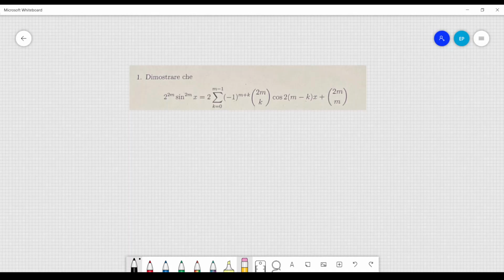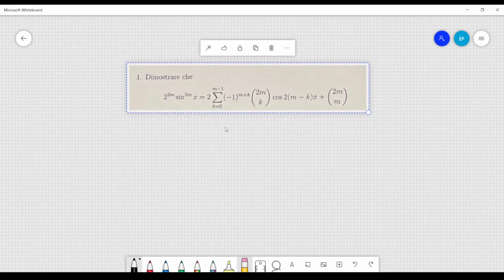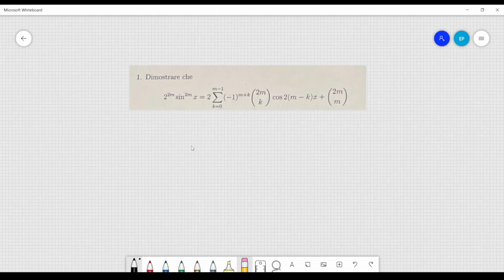Let's prove this trigonometric identity, where we have the sine of x to the power 2m multiplied by 2 to the 2m equal to this summation, which contains some cosines and some binomial coefficients, and also we have another binomial coefficient here. The easiest way to prove this equation is the following.